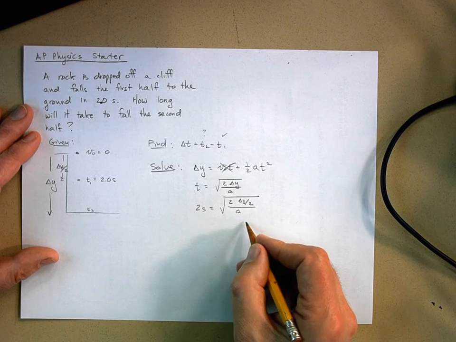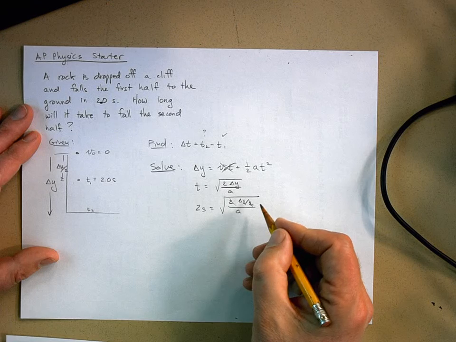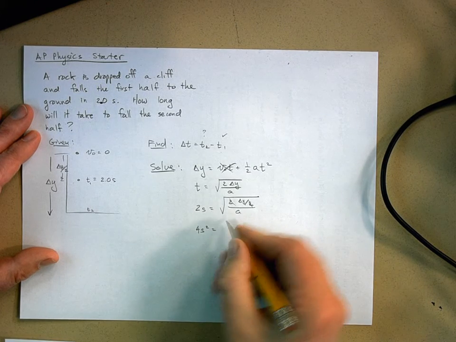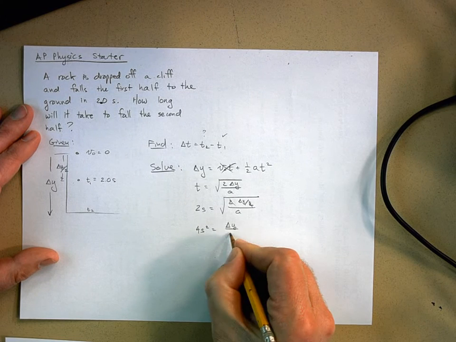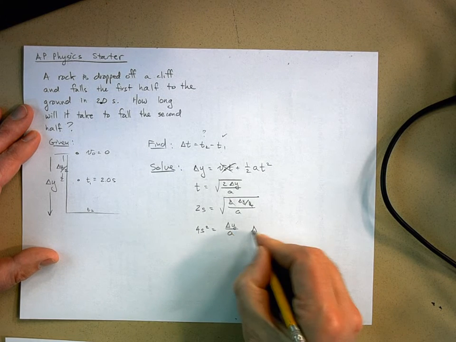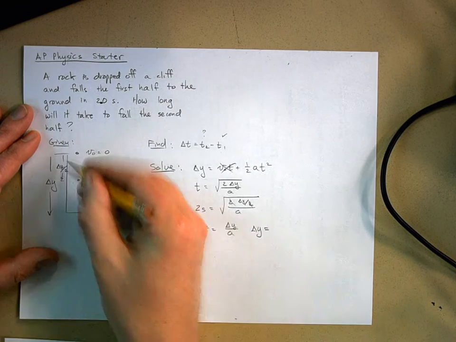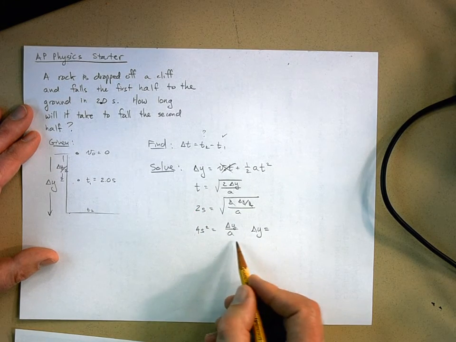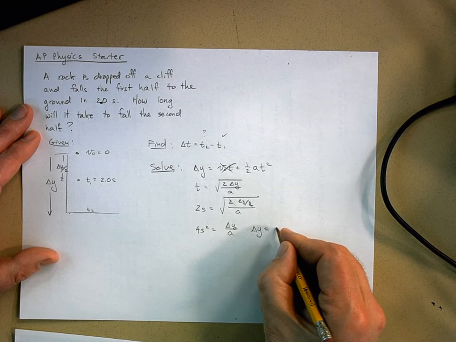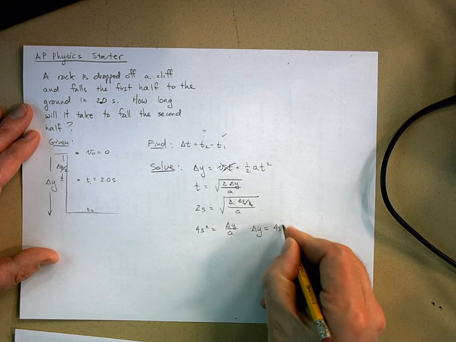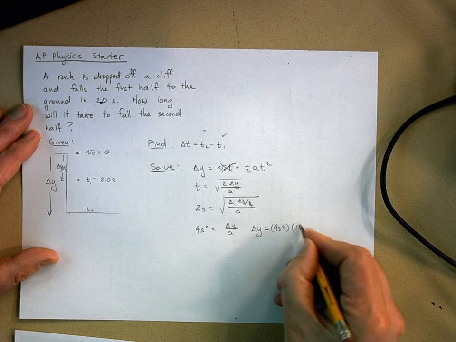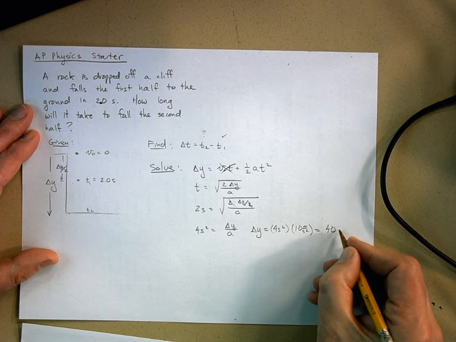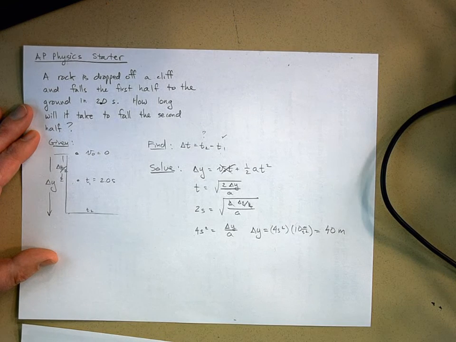And so this 2 will cancel. I'll square both sides, and I get 4 seconds squared equals delta y over a. So the total delta y from here to here must be equal to 4 seconds squared times acceleration, which I'm going to call 10 meters per second squared. It's close enough. That's going to be 40 meters.